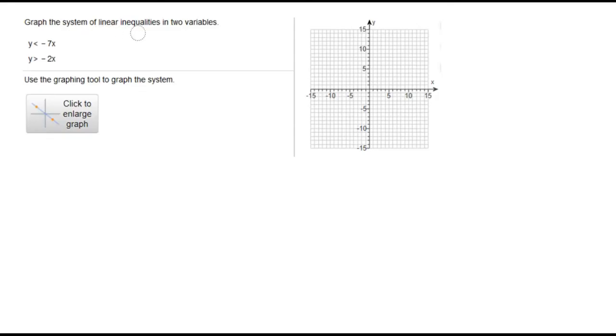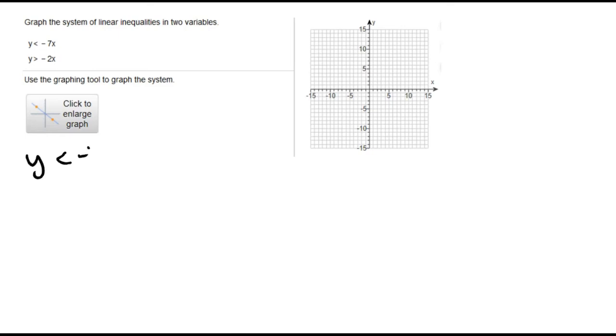Graph the system of linear inequalities in two variables. y is less than negative 7x, y is greater than negative 2x. So we have to graph each one of these inequalities on the same picture.